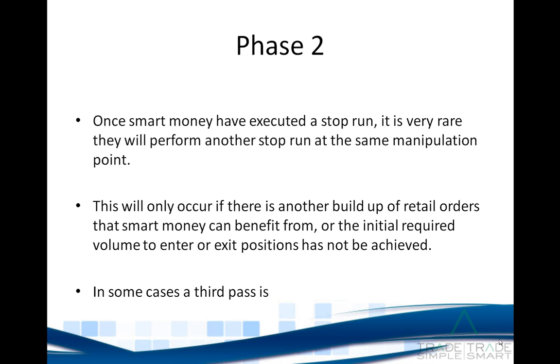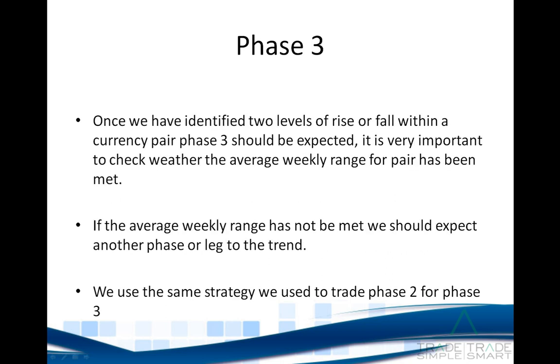And in some cases, they will make a third pass at a level, which is commonly referred to as a head and shoulders pattern. But more on this later. So on to phase 3. So once we have identified two levels of rise or fall within a currency pair, phase 3 should be expected.